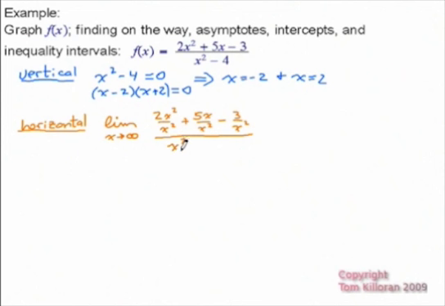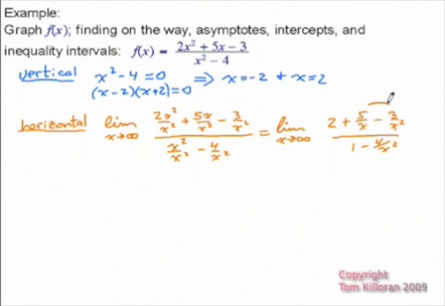So here we'll have x squared divided by x squared minus 4 divided by x squared. And then reduce each one of the terms. So this becomes a limit as x gets really, really big, positively or negatively, by the way. We're going to get 2 plus 5 over x minus 3 over x squared in the top. And in the bottom, we're going to get 1 minus 4 over x squared. Now, as x gets really, really big, these fractions are going to get infinitesimally small.